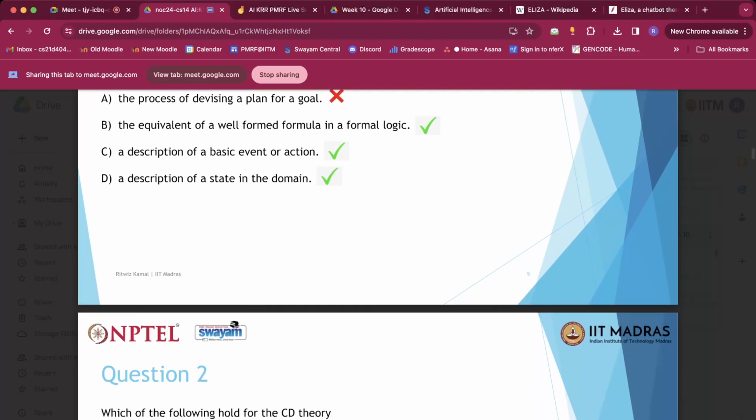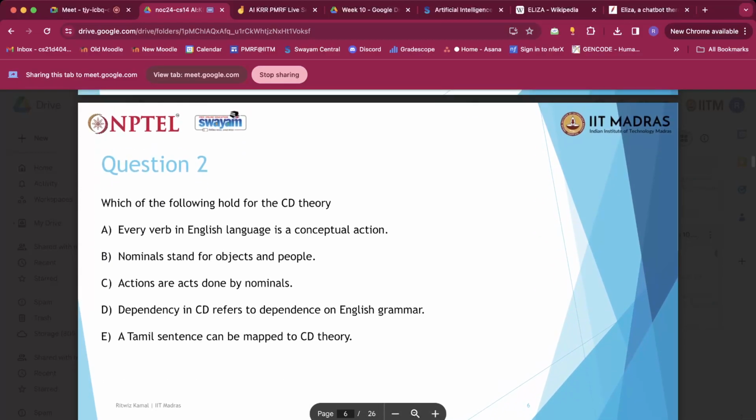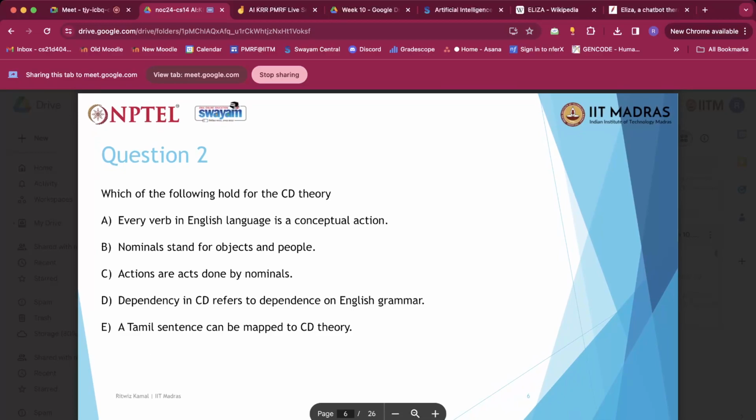Let's move on to the next question. Which of the following hold for the conceptual dependency theory? You have five options. The first option is every verb in the English language is a conceptual action. The second option is that nominals stand for objects and people. Actions are acts done by nominals. Dependency in CD refers to dependence on English grammar, and a Tamil sentence can be mapped to CD theory. This is an example of slight recall and slight conceptual based question. I'll give you a couple of minutes and then we can discuss the solution.